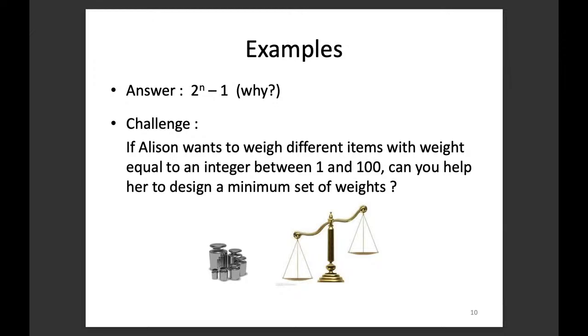So in that sense, we know that from this answer we need at least 7, because 2 to the power 6 is only 64. So we need at least 7 measuring weights. Now, is it possible to get 7? It is rather easy if you think about this greedily.